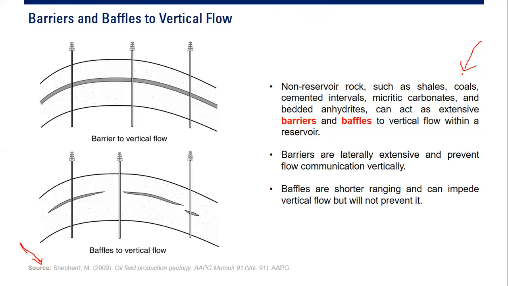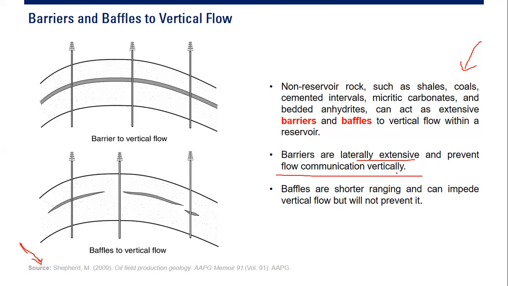Now we can see the difference here. Barriers are laterally extensive and prevent flow communication vertically. So laterally extensive, or in other words, it's continuous. Whereas baffles are short ranging and can impede vertical flow but will not prevent it. So the difference between preventing and impeding, difference between barriers and baffles. So baffles are disconnected, they are short ranging, they can impede the vertical flow, but they will not prevent it.